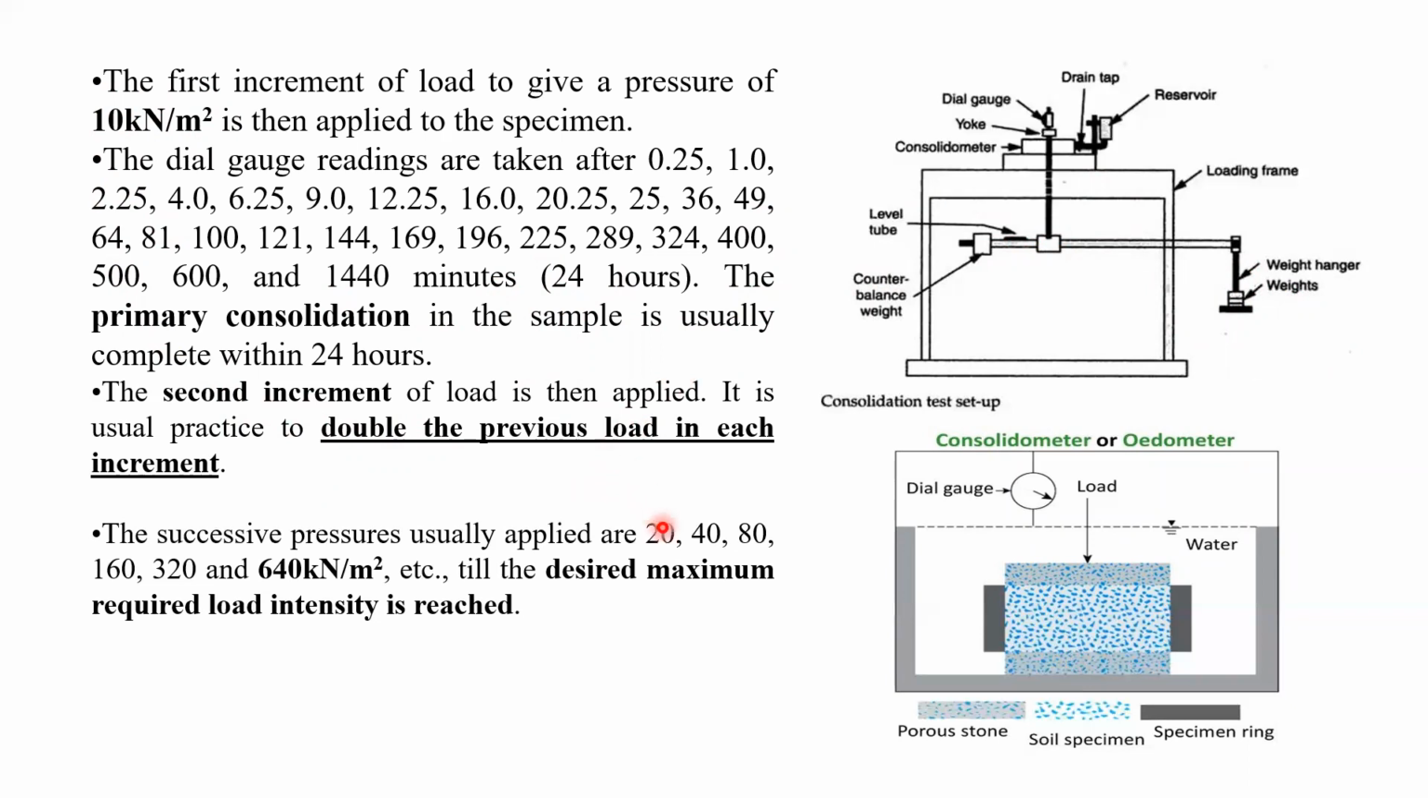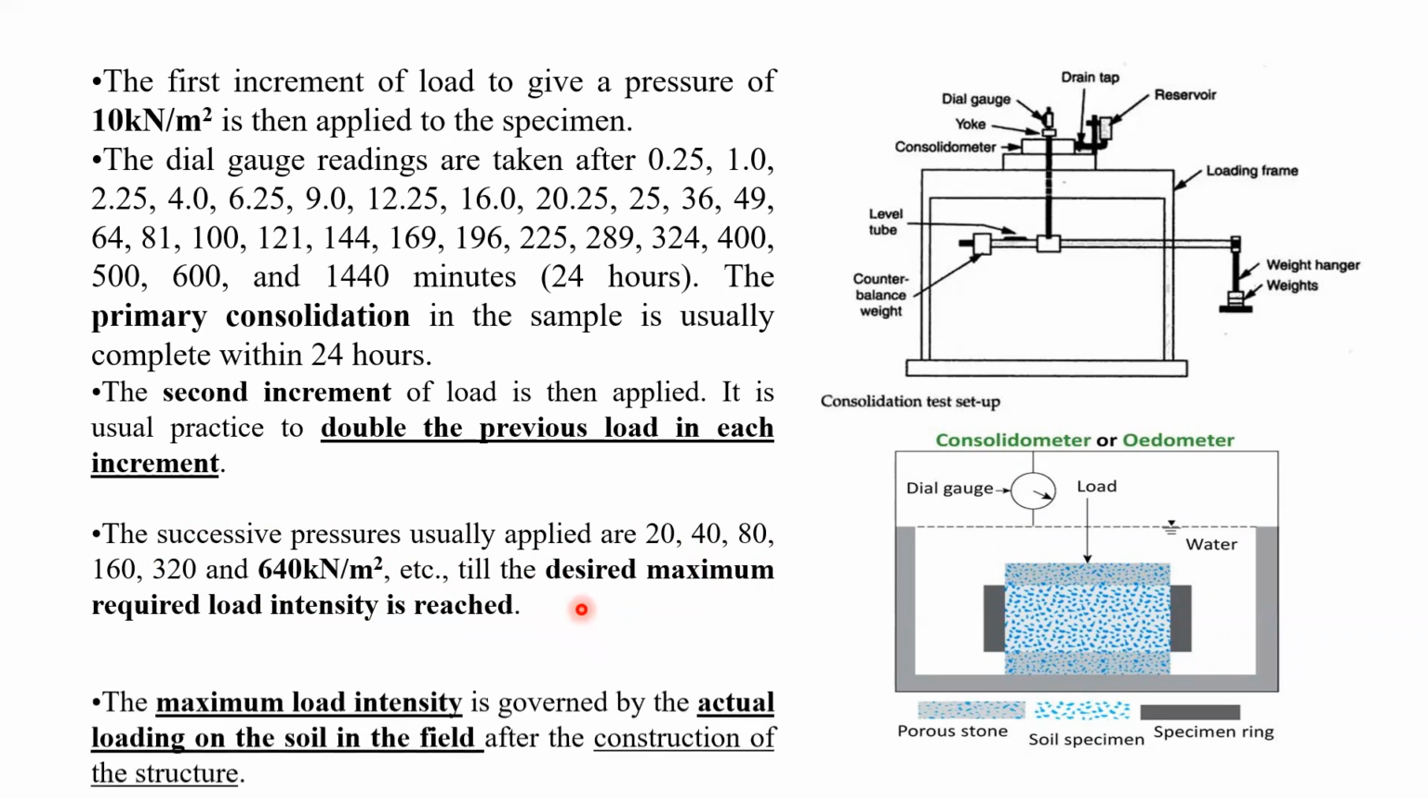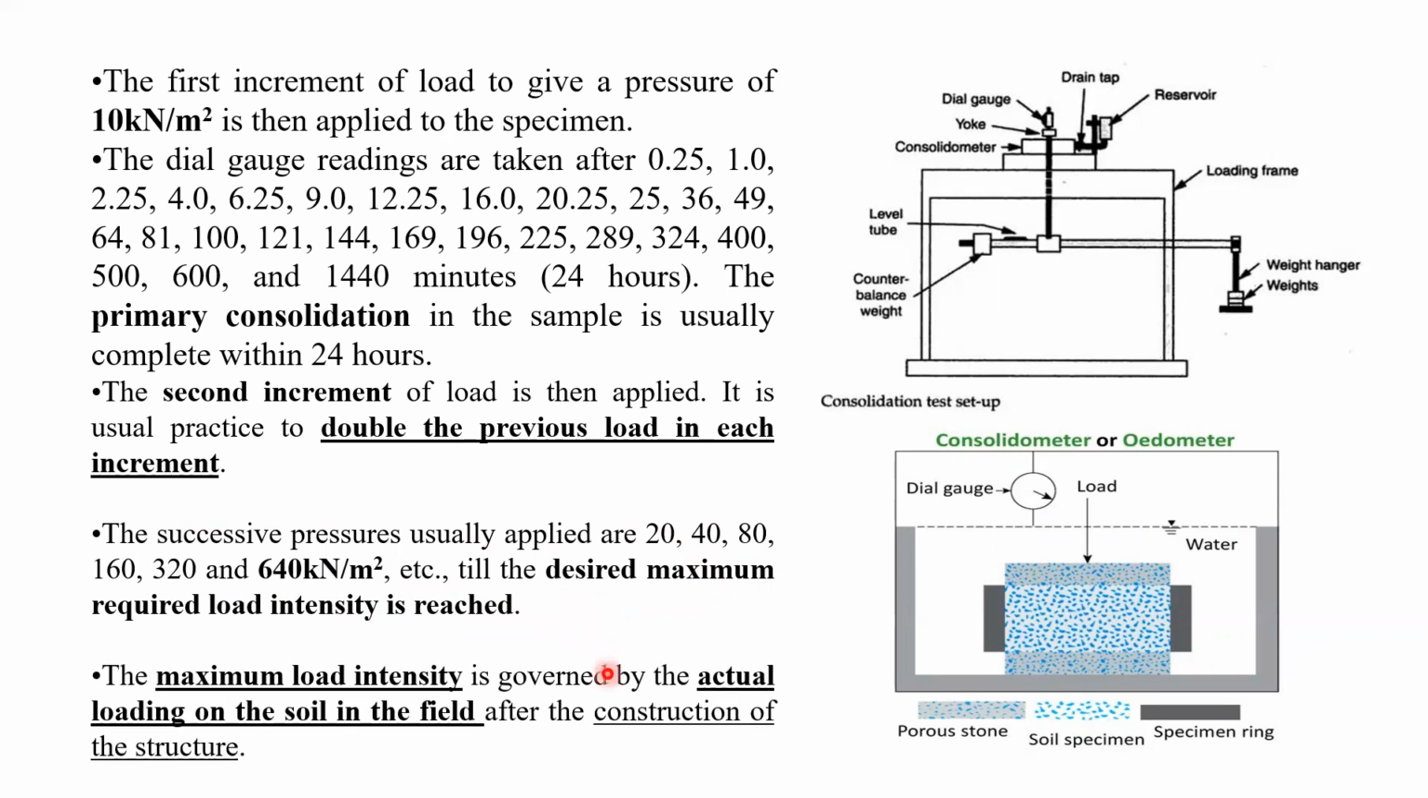Likewise, this experiment will be doubled, like 20 kilonewton, then 40, 80, 160. Like that you shall proceed further till the desired maximum required load intensity is reached. Here one important point I would like to tell you. The maximum load intensity is governed by the actual loading on the soil in the field after the construction of the structure. What does it mean?